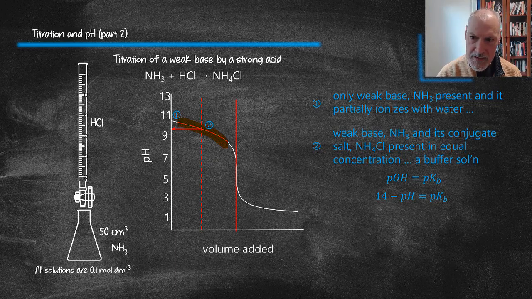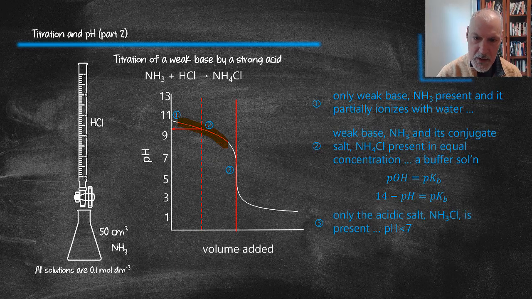I'd like to note though, at the halfway point, we have a little bit of a trick we can use to determine the pKb of our base, ammonia in this case, by reading across and determining the pH. From that we can determine the pOH and hence the pKb of our weak base.